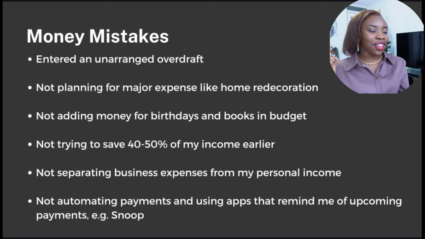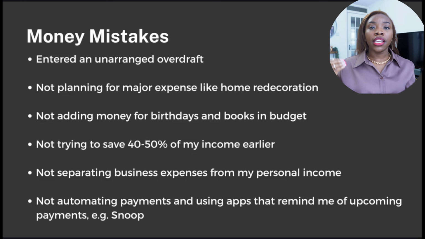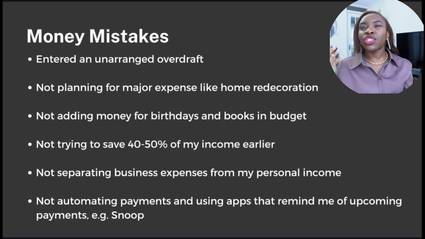The next money mistake I made is not separating my business expenses from my personal income, which I already shared earlier. I should have done that quicker, because it made it difficult for me to know which money is mine and which is for the CP community, or which expense is mine and which expense is for the CP community. So I totally advise you to separate your business and personal account as soon as you can, even if you have the intentions to do it quick.